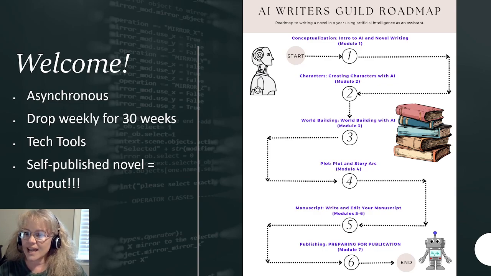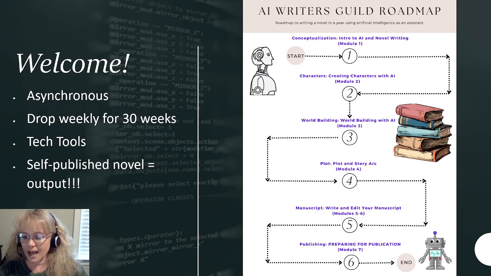So, AI Writers Guild, what is the roadmap and where are we going? So, we have about 6 sections to the class. In the beginning, the very beginning, we'll be talking about conceptualization, intro to AI and novel writing. In Module 1, there's about 4 lessons to each of these sections. In the next module, we'll be talking about characters, and in the third module, world building, and then plot and story structure in Module 4.